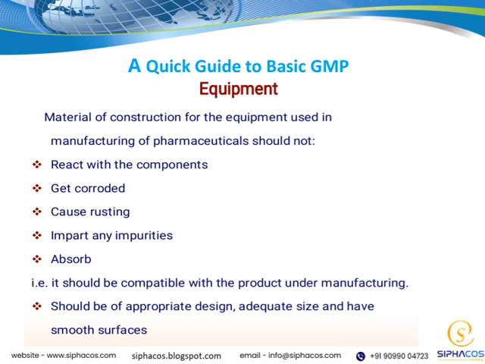Documentation is another core element. Accurate records ensure traceability and accountability. Every batch, every process should be well documented so we can verify compliance and quickly address any issues. Finally, regular audits and ongoing training keep GMP practices alive and effective.